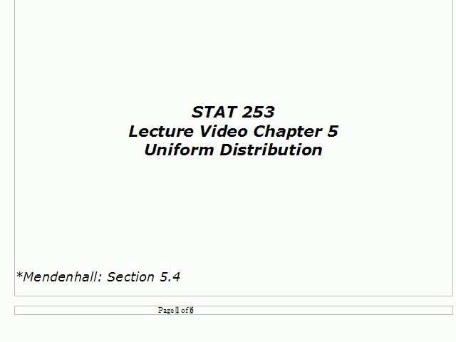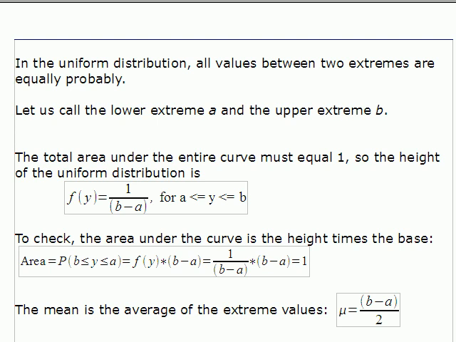This is a video for Chapter 5, and in this video I will discuss another continuous probability distribution, and this is the uniform distribution. This is discussed in Mendenhall in section 5.4. The idea here is that not all continuous distributions are bell-shaped. What I want to discuss is the uniform distribution.